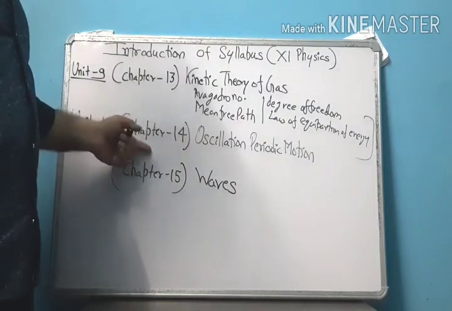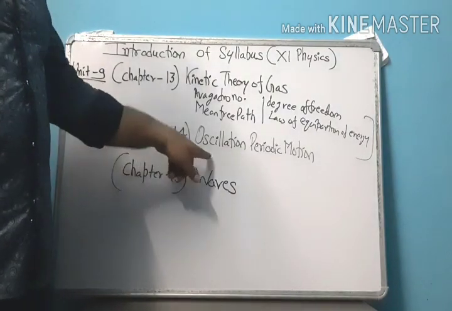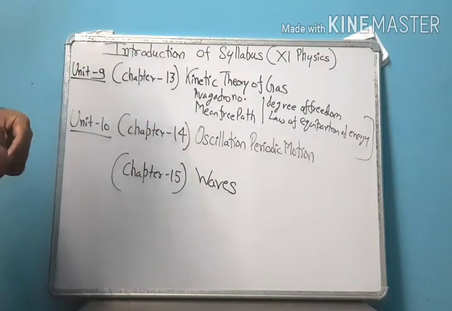Next unit number 10, which again comprises two chapters. Chapter number 14 is oscillation, periodic motion.